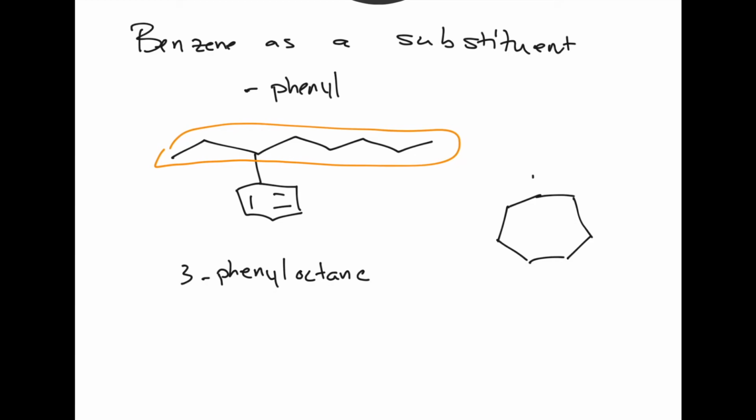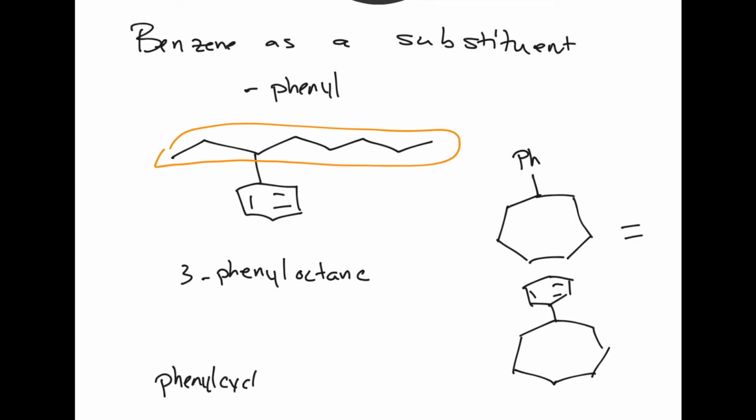And so phenyl gets abbreviated Ph. So if you see a Ph on a molecule, that is just a benzene ring hanging off the molecule, right? So the Ph equals just a benzene ring. So this would be phenyl cycloheptane. Seem reasonable?